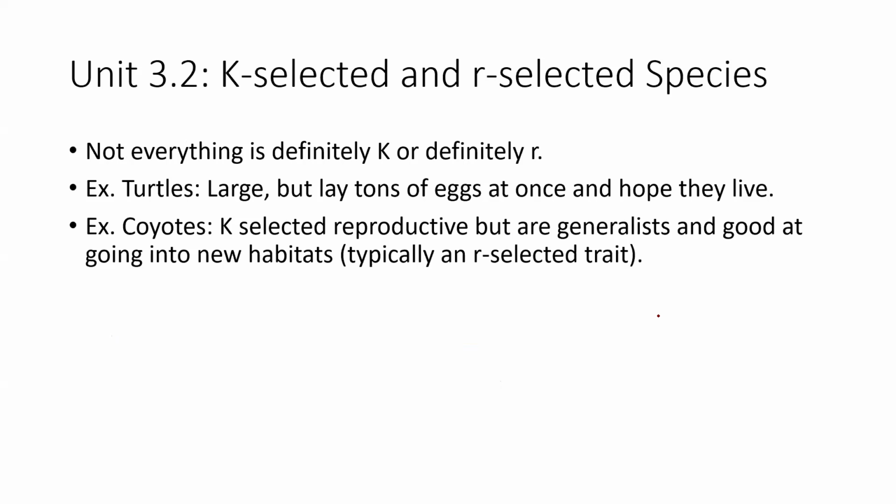Now, not everything is definitely K or definitely R. So for example, turtles, they're large, but they lay tons of eggs at once and hope that they live. They also reproduce like every year instead of only once in their lifetime. Coyotes are K-selected reproductively, but they're generalists and good at going into new habitats, which is typically an R-selected species trait, because R-selected species usually take advantage of new opportunities in habitat and resources. So those are two examples of things that are kind of in between R and K.